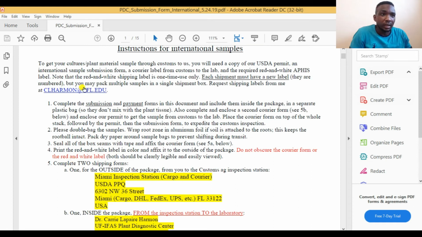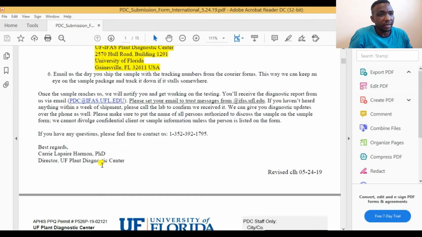First of all, to get the documentation that you need to send the sample, you'll have to send a message to this email, CLHARMON@ufl.edu. When you send the message saying that you want to submit an international plant sample, they'll send you the documentation, which I'll show you. Now, let me first show you the documentation.